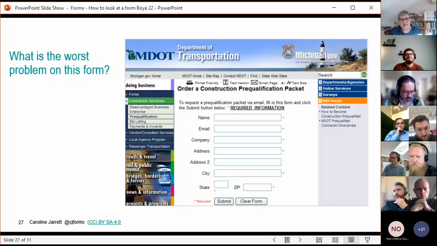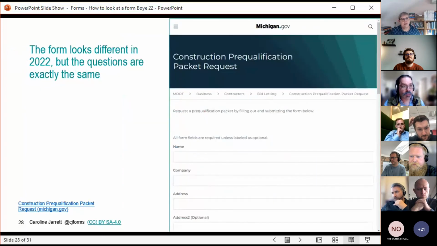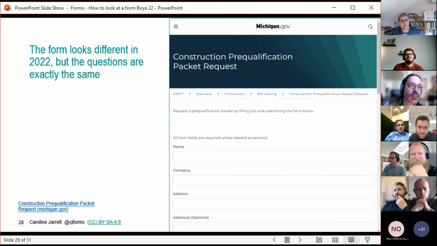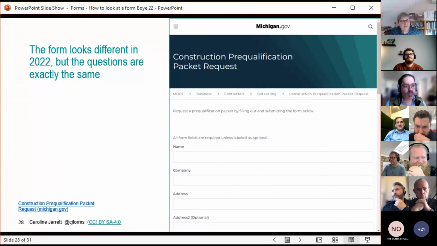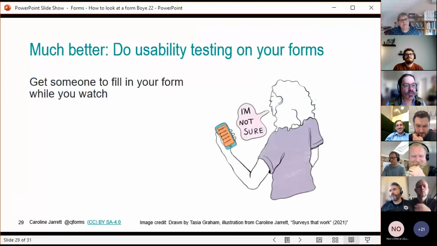And then just for amusement, I looked up the form the other day, and it's exactly the same questions. The whole form is much more calm, much more legible, but they've done nothing about what my user actually identified as the worst problem on the form. So just a little thought there about forms and stuff.